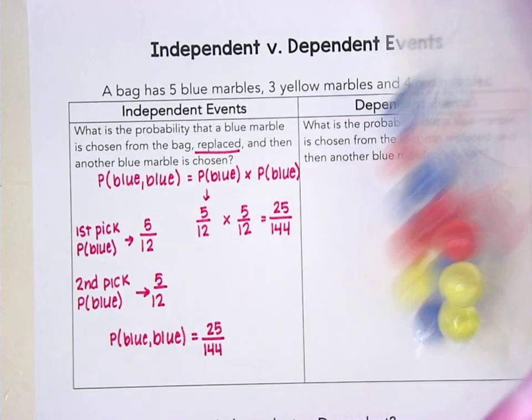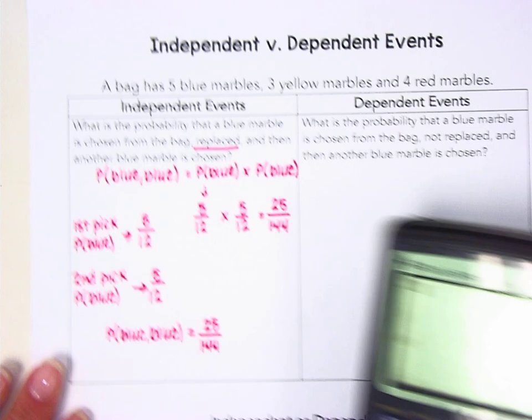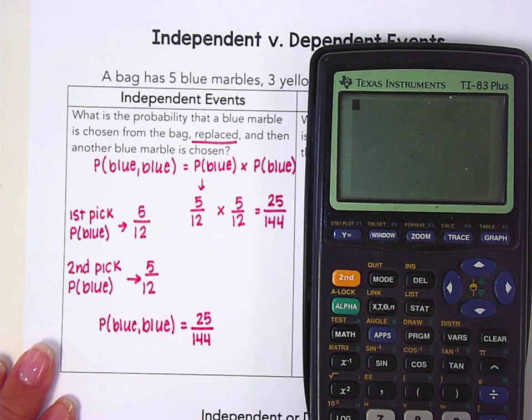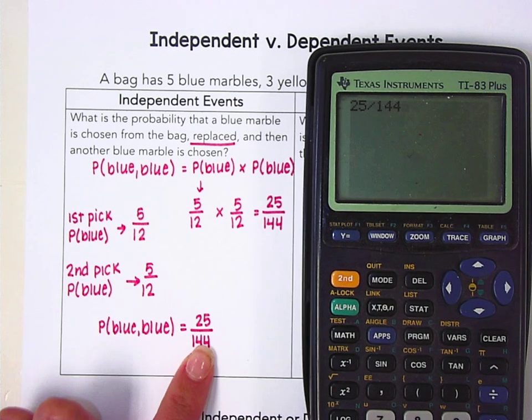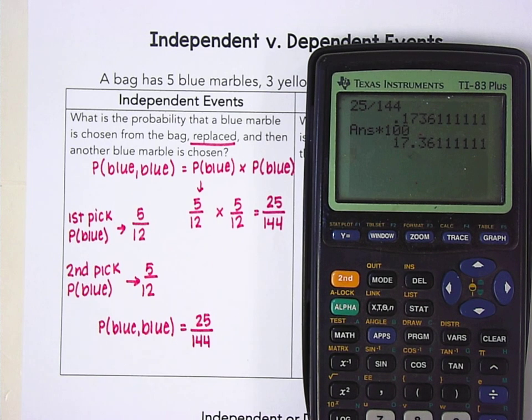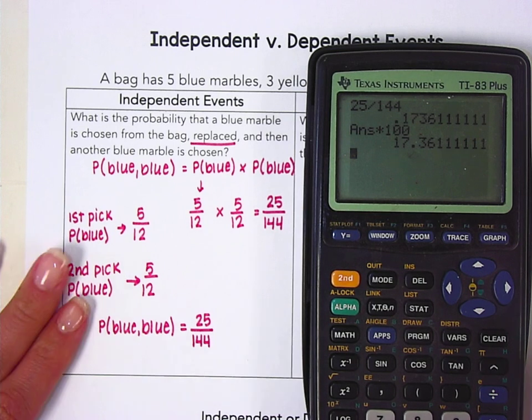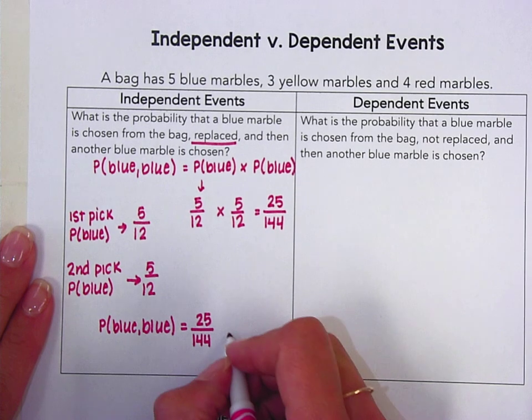If we would like to write this probability as a percent, we take our calculator and do 25, our numerator, divided by 144, our denominator, times 100. So we end up with about 17.4%.